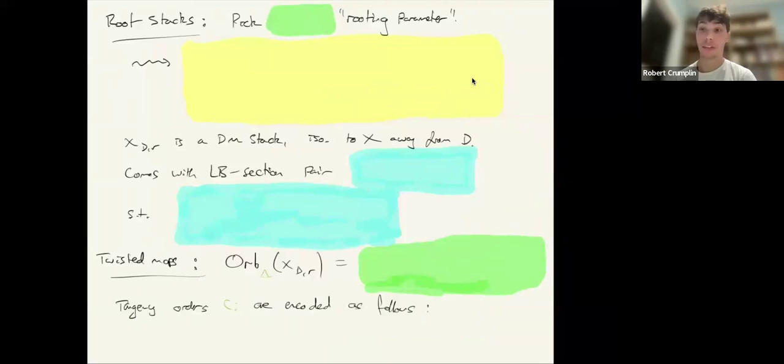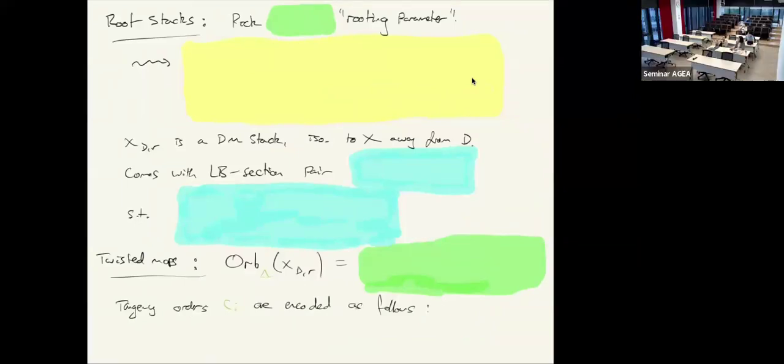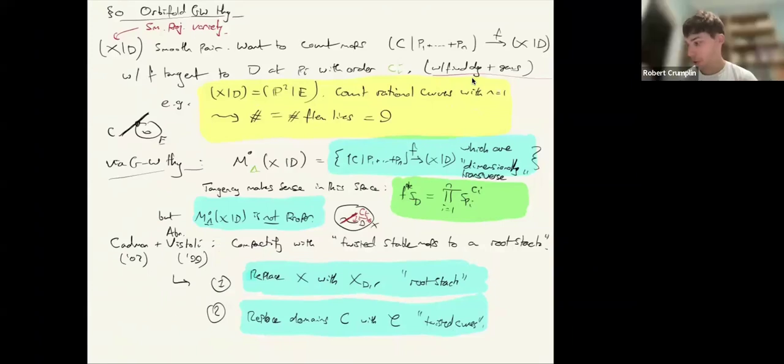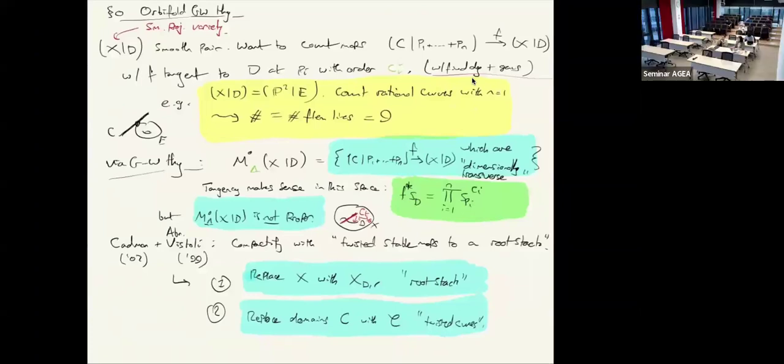Can I ask a question? Of course. So you want to parameterize maps with order exactly Ci, or a multiple of Ci? Mhm. Oh yeah, good question. So I want to say maps with exactly tangency Ci at Pi. Okay, thanks.